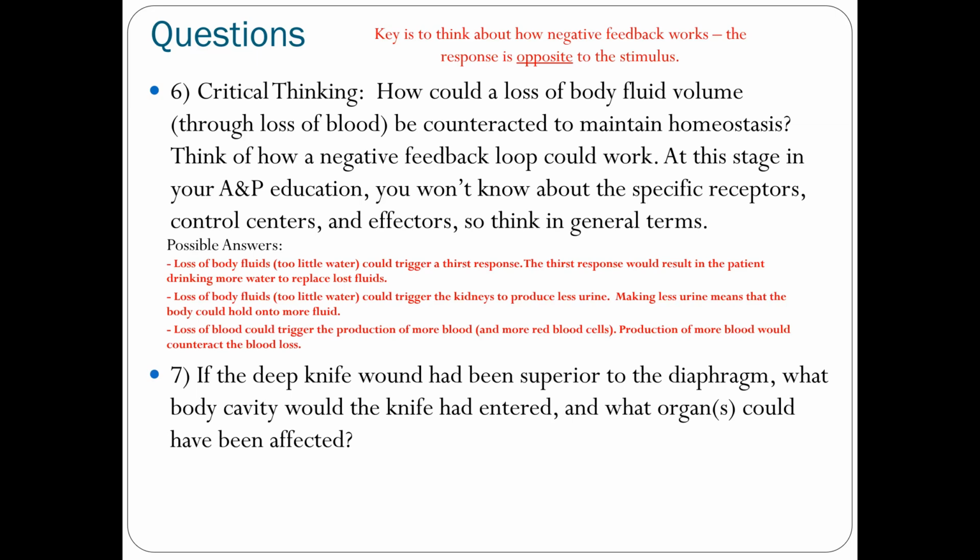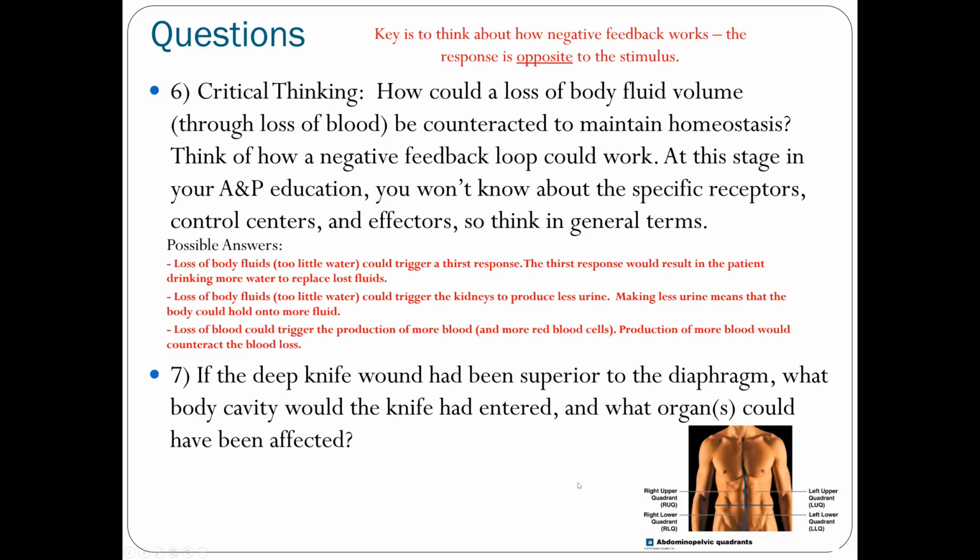Question 7, if the deep knife wound had been superior to the diaphragm, what body cavity would the knife have entered, and what organ or organs could have been affected? So here's our picture again of the 4 quadrants. Remember that our injury was in the right upper quadrant, just below the diaphragm. So if we draw an arrow from that potential injury and we go straight above the diaphragm, then we land up here in the chest region.